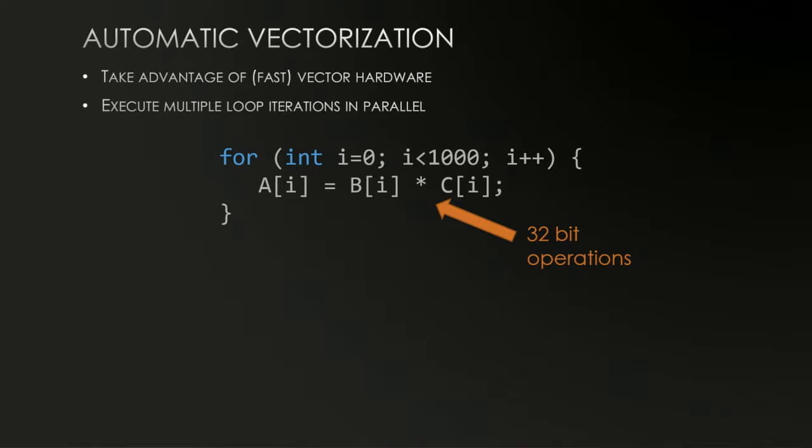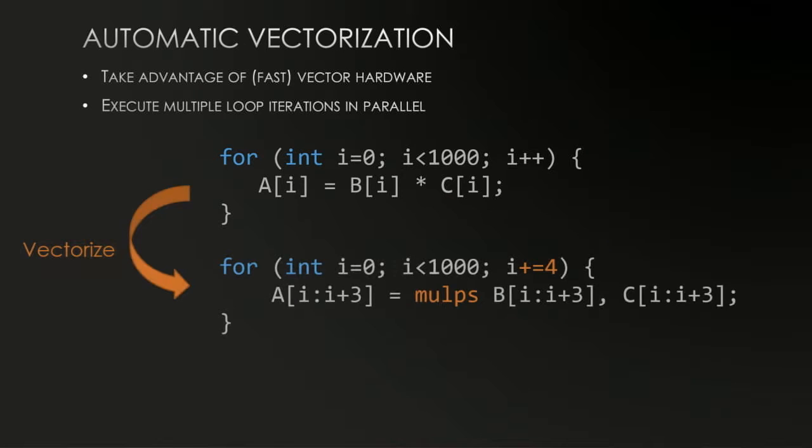It's a 32-bit multiply and a 32-bit store of a sub I. So what does it mean to vectorize this? It means to turn the code into something that looks a little bit more like this. So instead of doing 32-bit operations, we're doing 128-bit operations. Specifically, it's not 128 bits, it's really 4 times 32 bits.